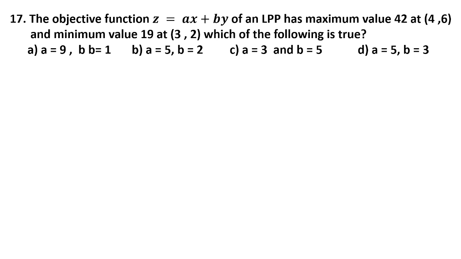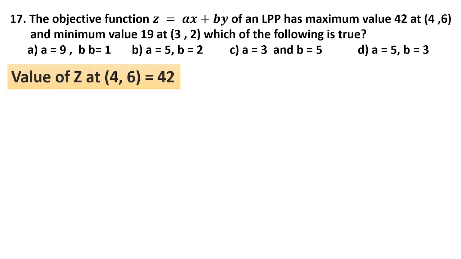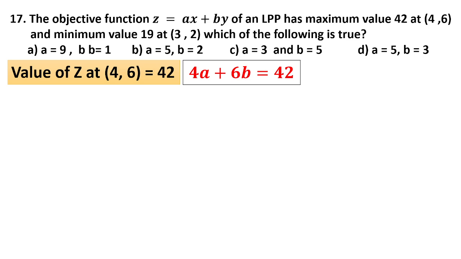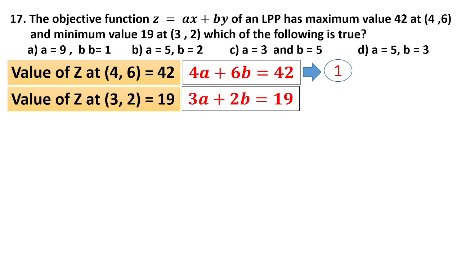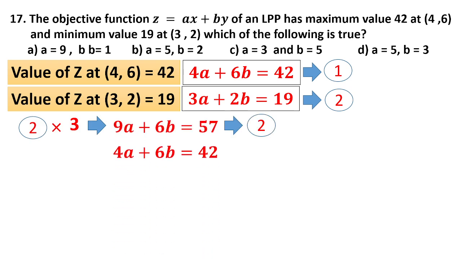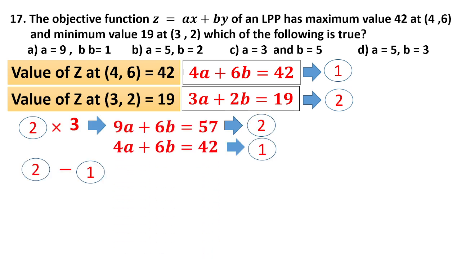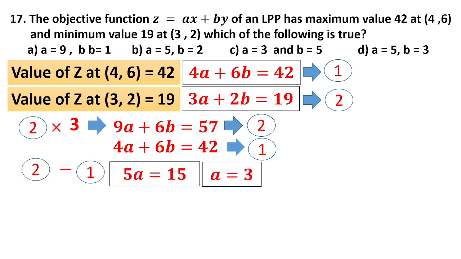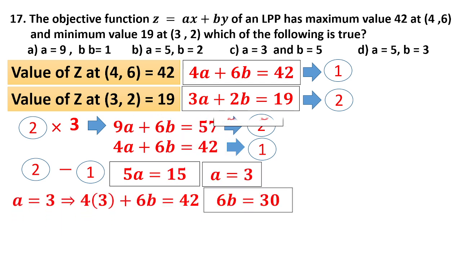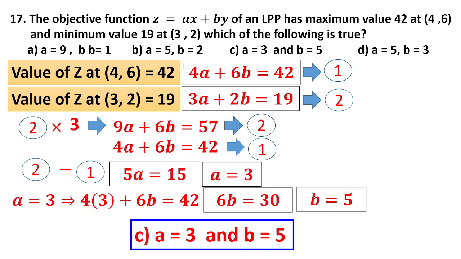Question number 17. The objective function is given. It attains maximum at 42 and minimum at 19. Then we have to get the equations and solve them. Very simple question. We get the first equation using that z at 4, 6 is 42. Therefore, 4a plus 6b is 42. It attains 19 at 3, 2. Therefore, 3a plus 2b is equal to 19. Solve it using any method which is convenient to you. I am solving it by elimination method. So 5a is equal to 15, a is equal to 3. When a is equal to 3, b is equal to 5. Therefore, the answer is 3 and 5. Solve it very quickly so that you can get the answer.